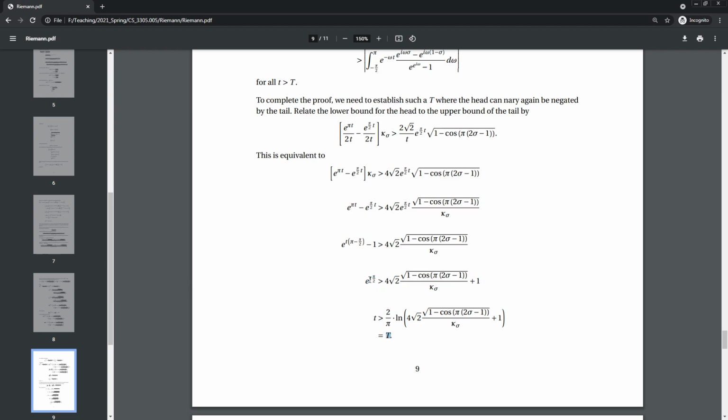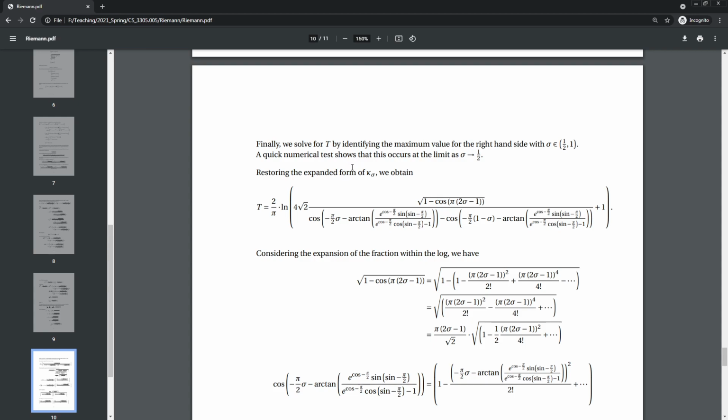So then we take the log of both sides, right, and then we divide by pi over 2. Right? So dividing by pi over 2 is the same as multiplying by 2 over pi. Right? Times the log of this, right, is going to give you your choice of t. So once this is large enough that this always holds true, then we know what our value of t needs to be larger than. Right? Okay.